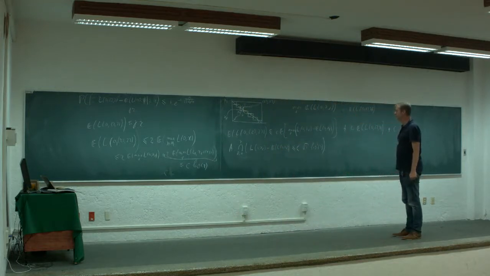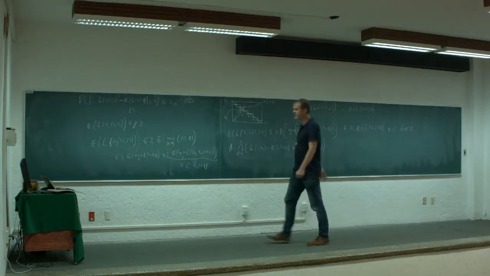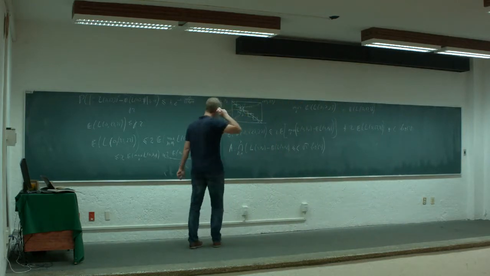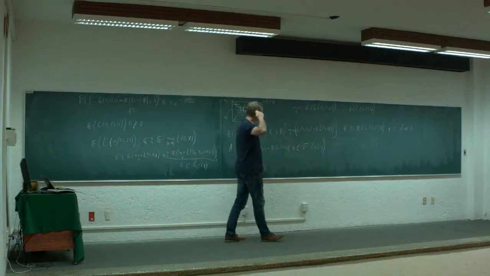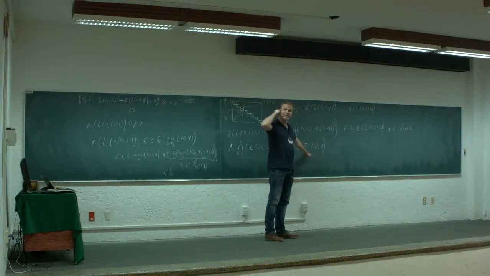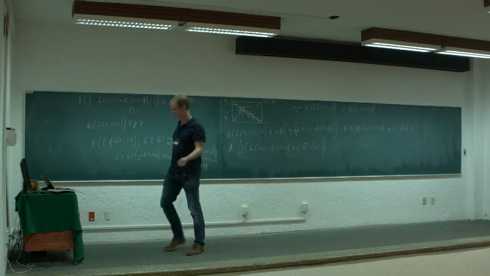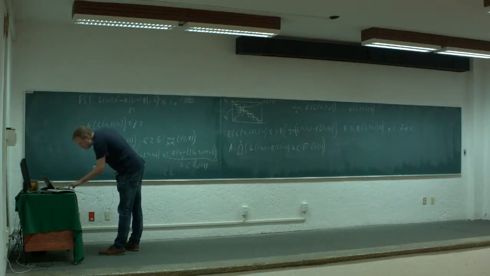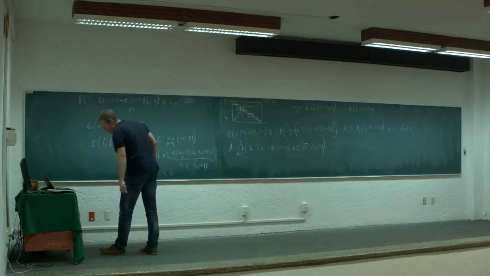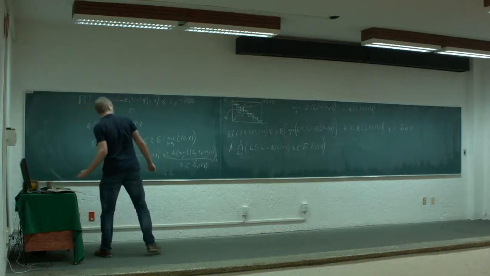So what happens is that either the event is true and then the maximum is smaller than this, or the event is false and then we need to do something else. Okay, so let's write it out.